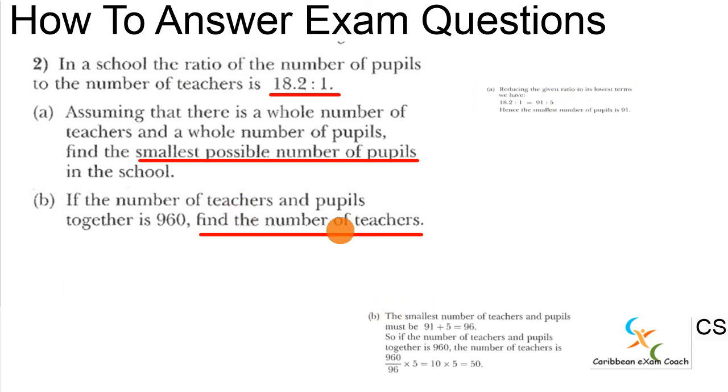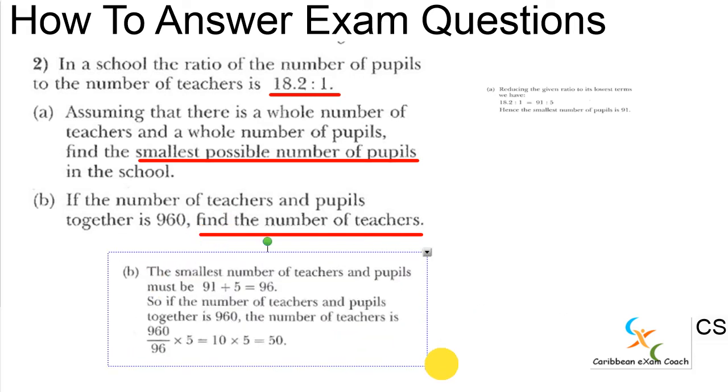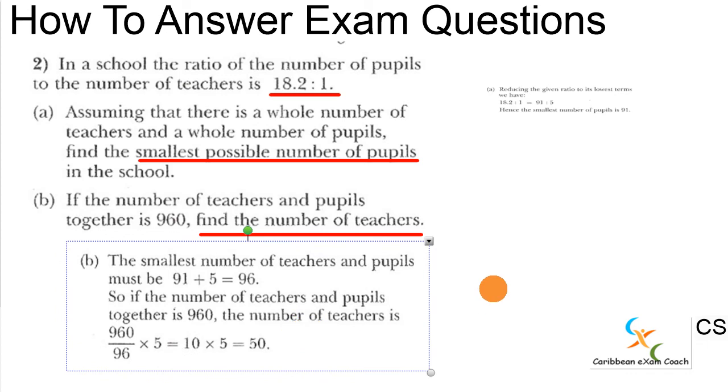Now, if the number of teachers and pupils together is 960, find the number of teachers. The smallest number of teachers is 5, because 91 plus 5 is 96. This, when converted into whole numbers, is 91 plus 5. So if the number of teachers and pupils together is 960, the number of teachers is 960 over 96 multiplied by 5, and that's how you get it. So this shows clearly how you arrive at your answer. And when you do that, you get full marks.